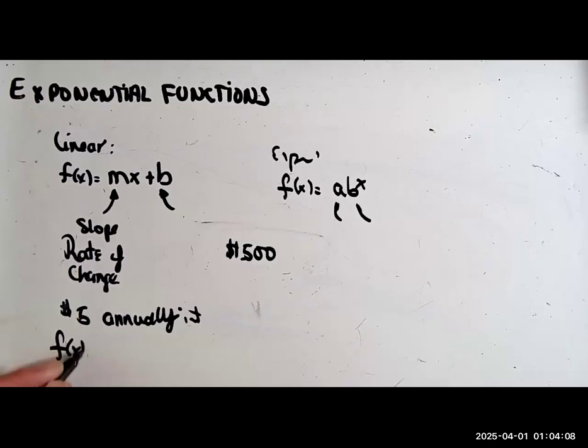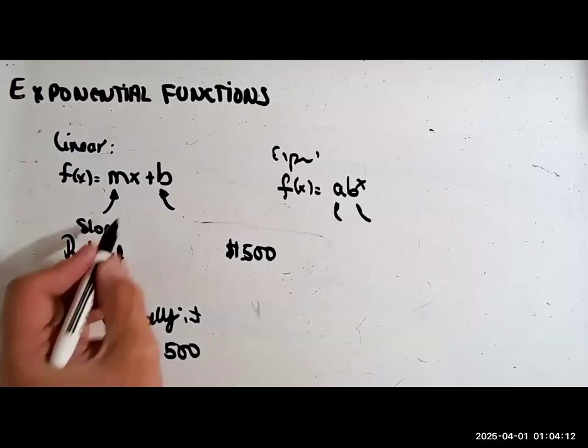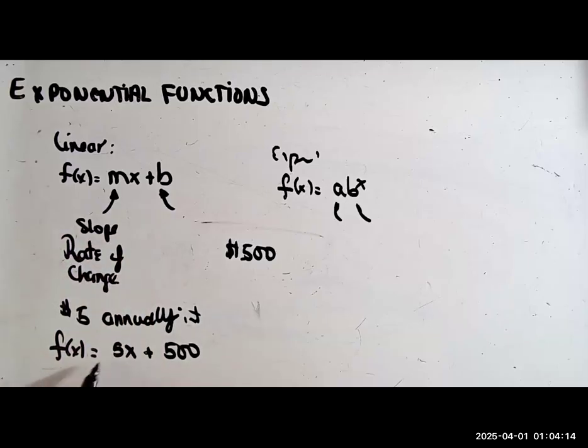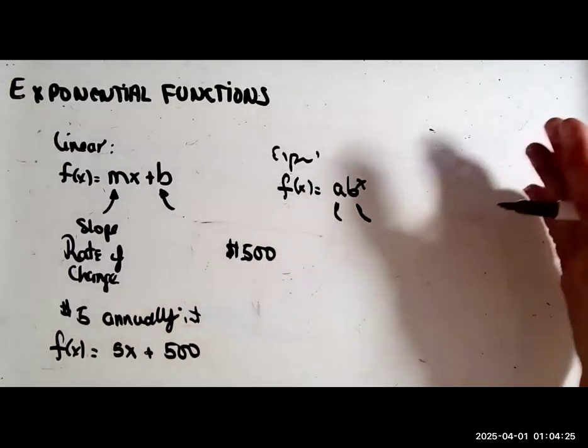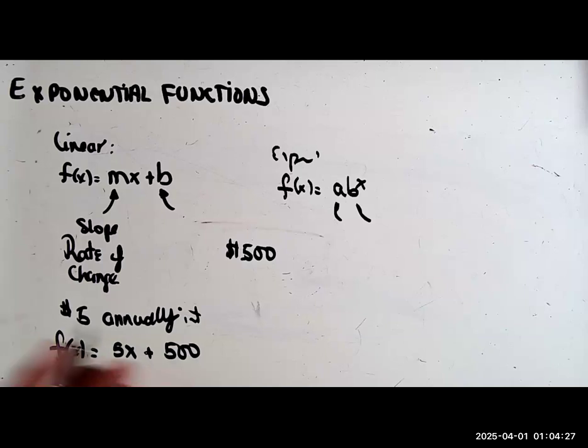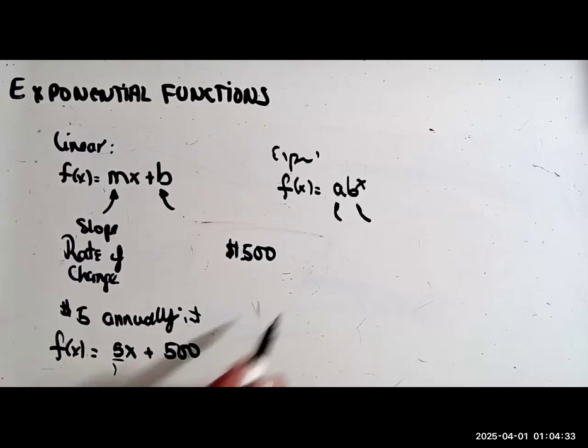So my model would be f of x. Of course, I deposit my $500 and I'm going to get $5 every year. So it will be 5x plus 500. Every year, Bank of America is going to give me $5: 500, 505, 510, etc. So I just add $5 as I move 1 unit up, right? This is 5 over 1. That's your slope.